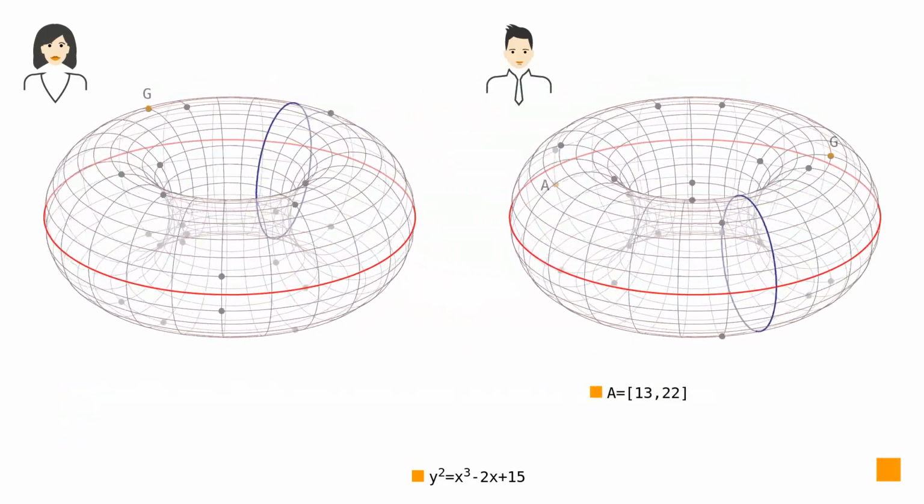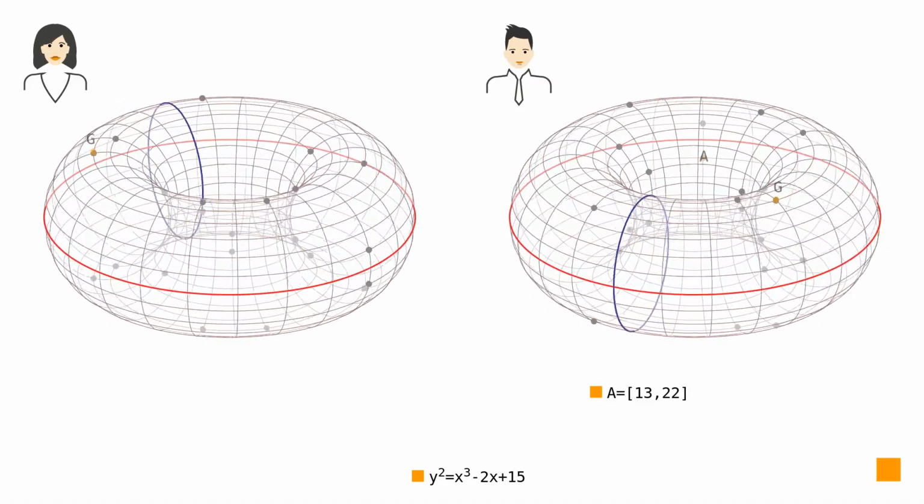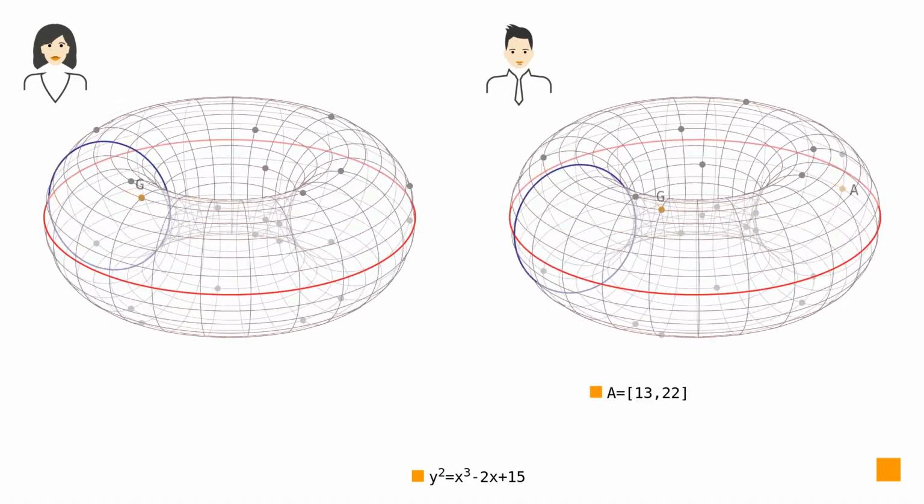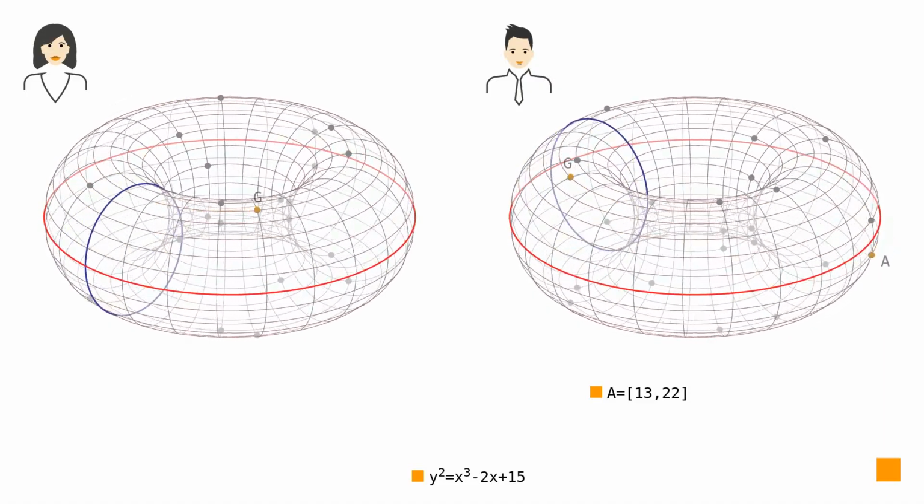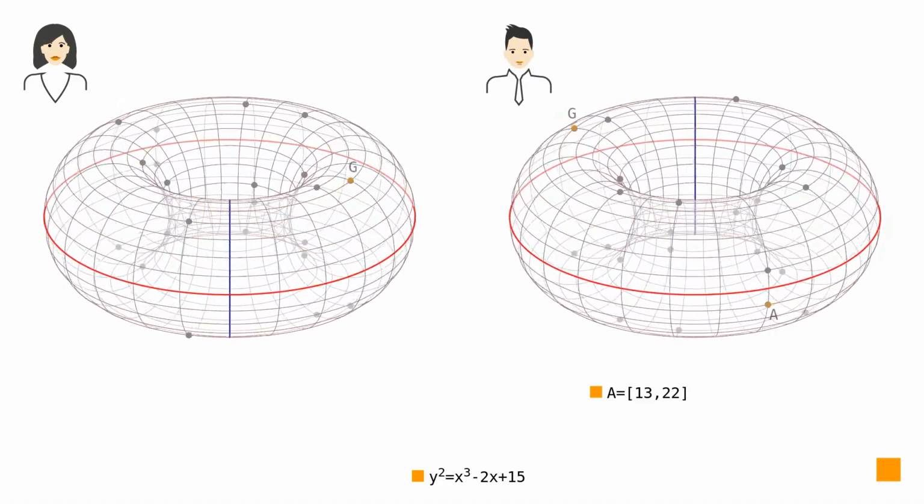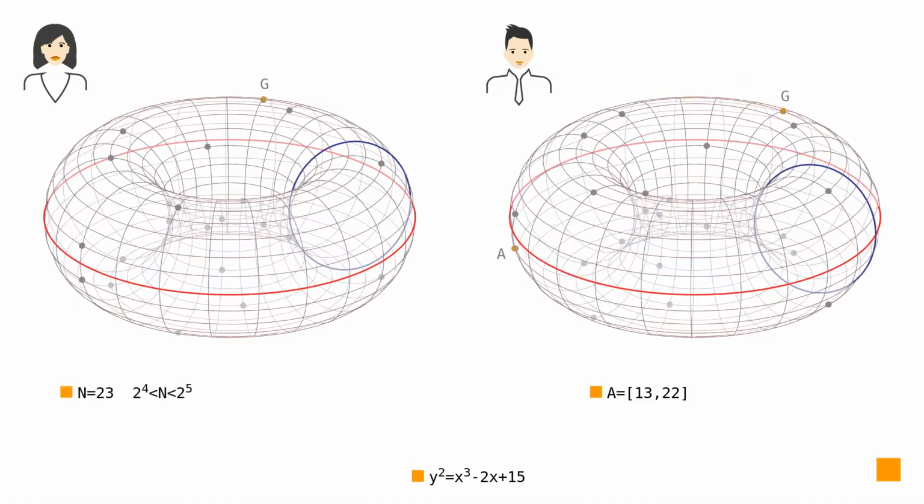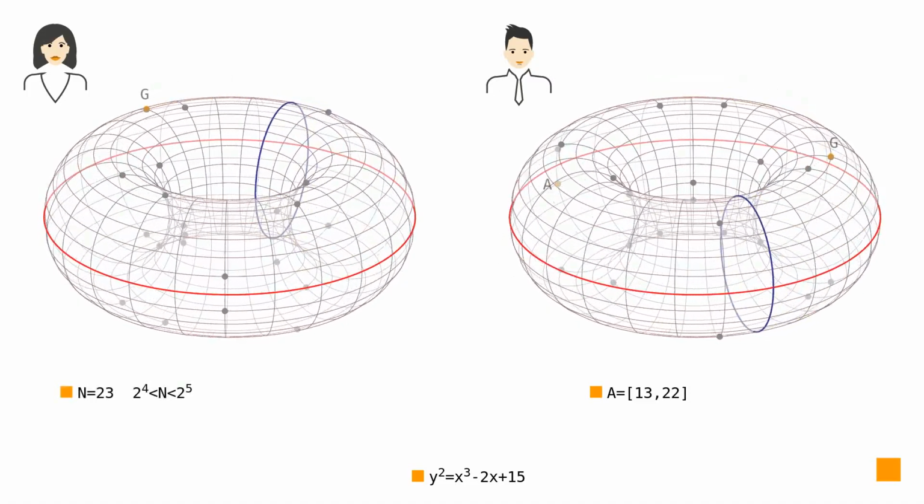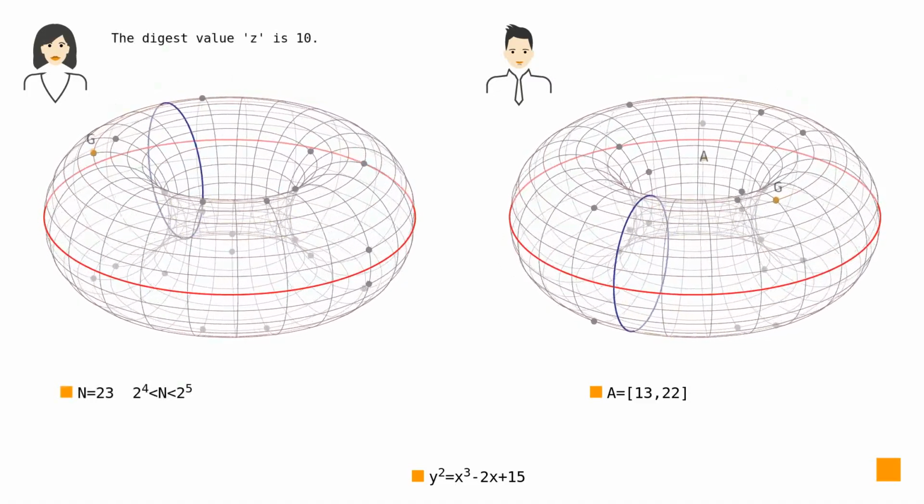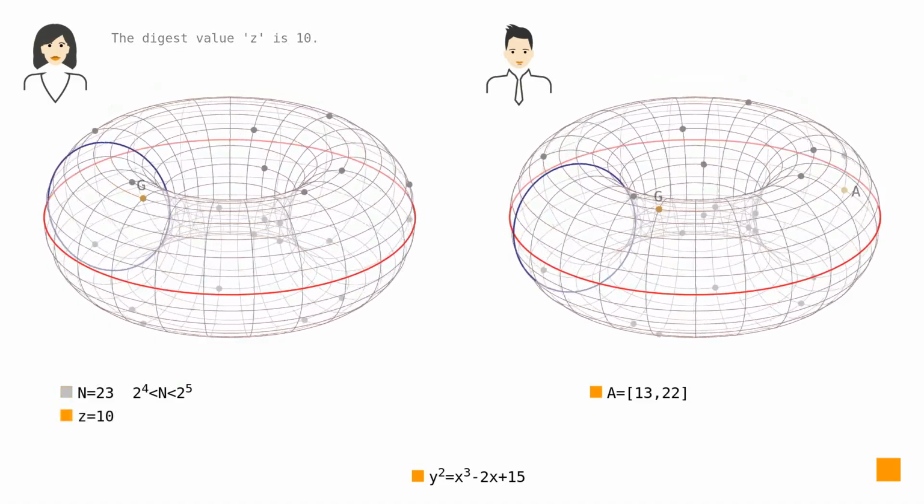To do it, she first calculates some digest value Z that represents the message she is willing to sign. Such value must be of the same bit size as the order of the curve used. As the order of the curve is 23, it means a 5-bit value is required. The digest value Z is 10.